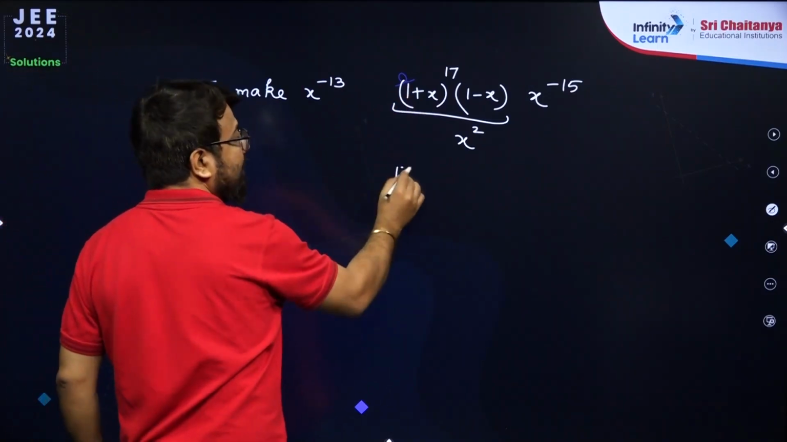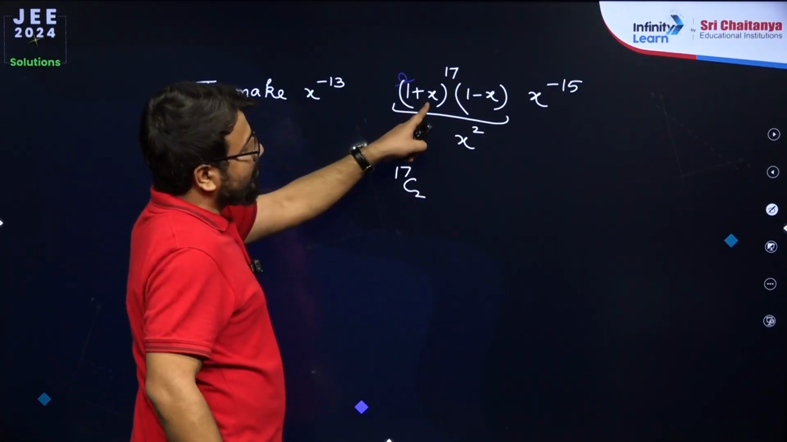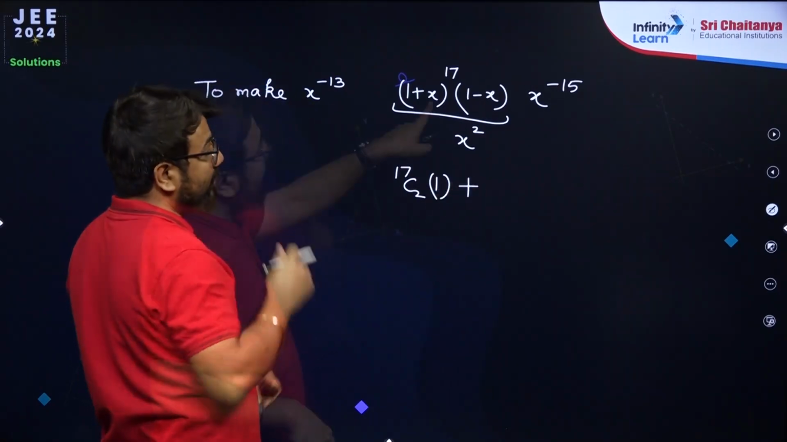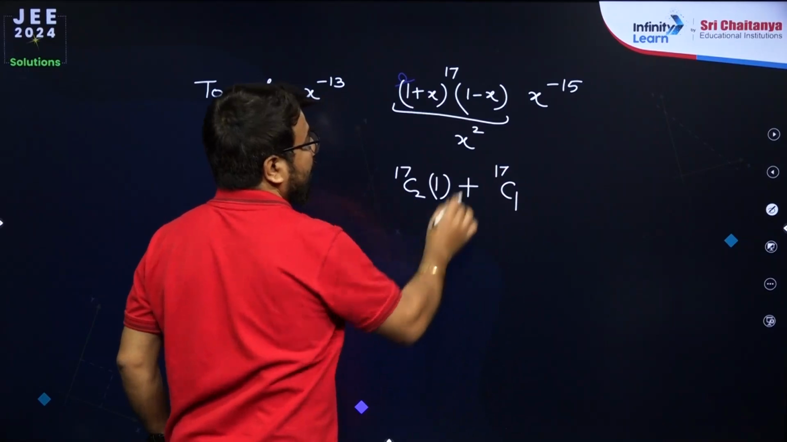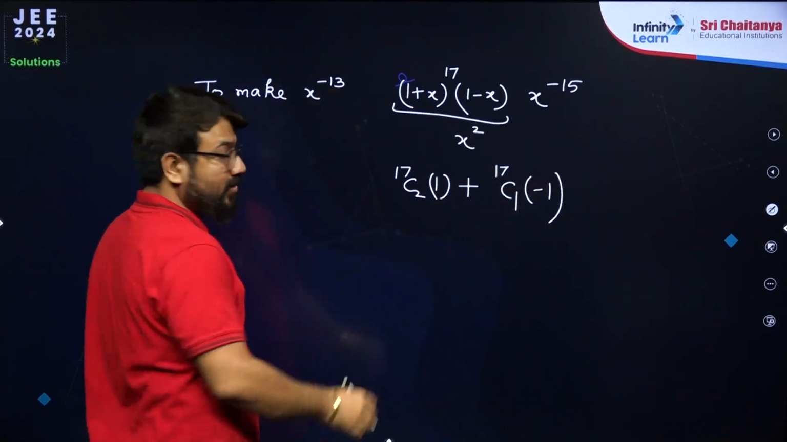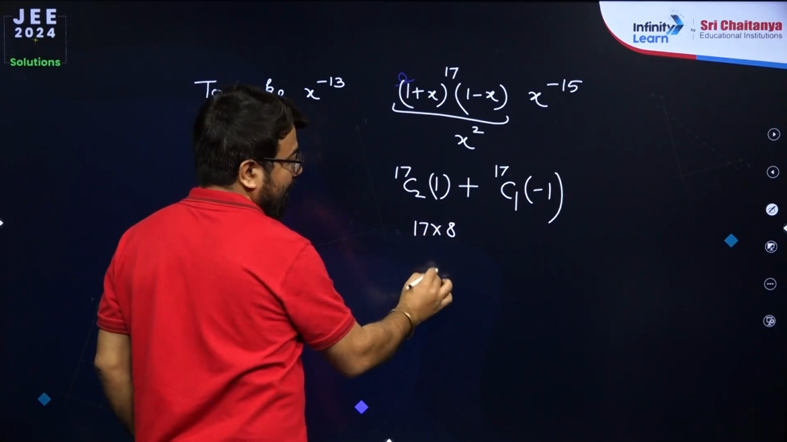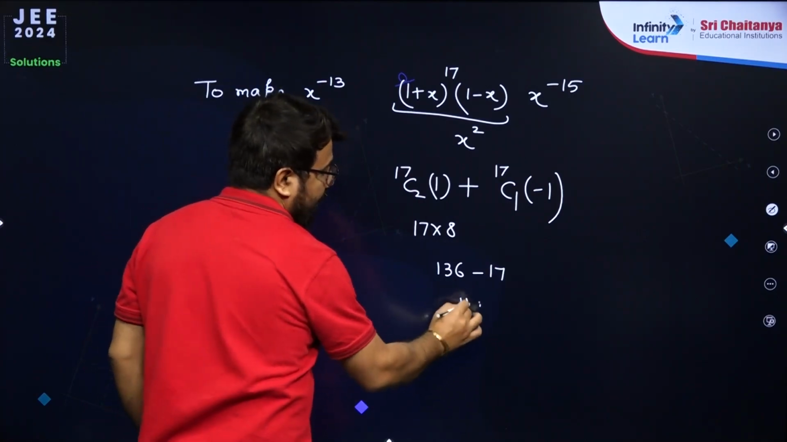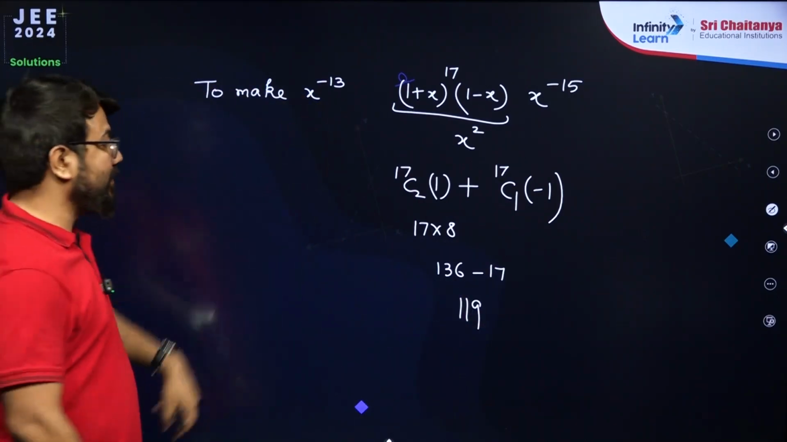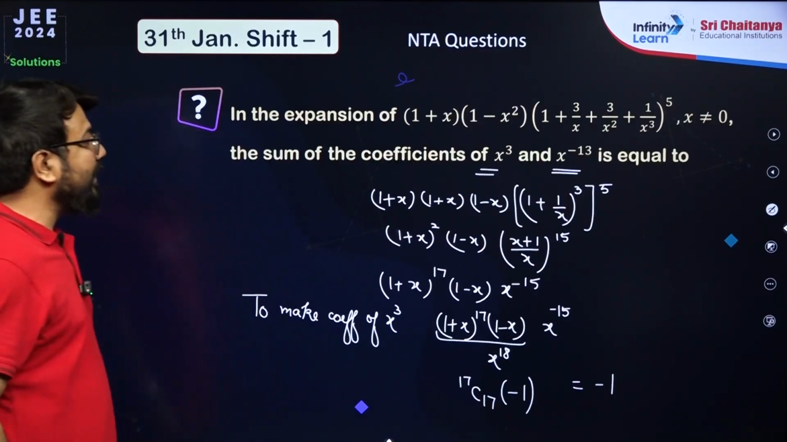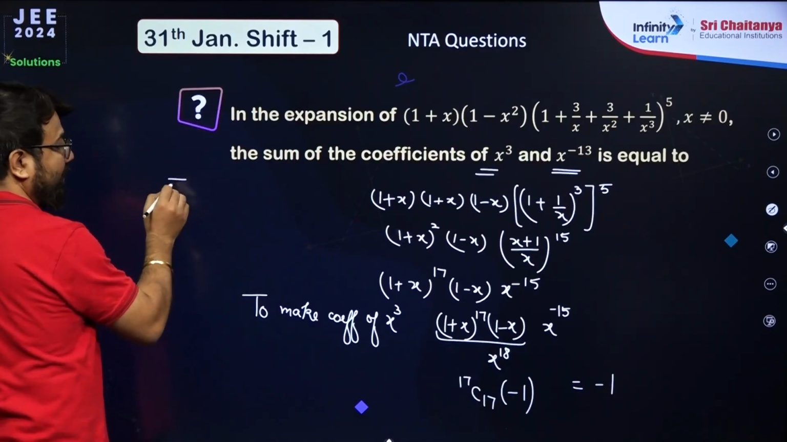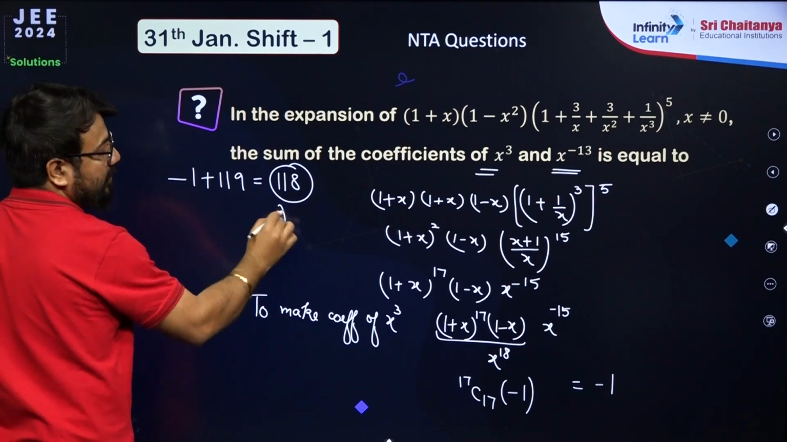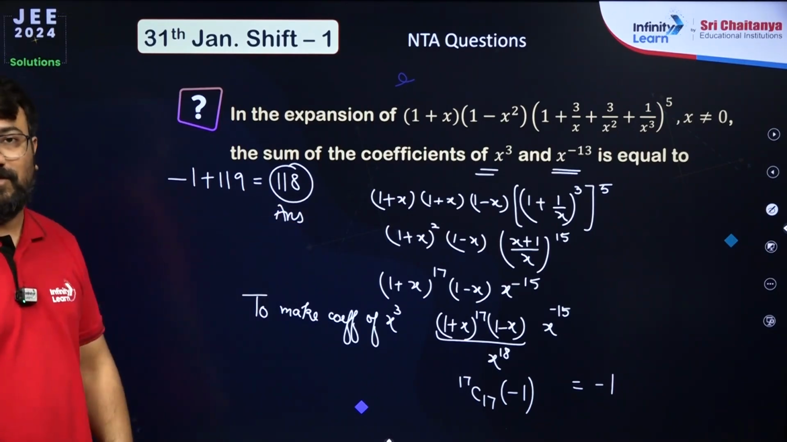First case is 17C2. Okay, x square will be coming here and 1 will be taken from the second bracket. Second case is x, 17C1, and then that is multiplied with minus 1. So 17 into 8 will come here, and that is 136. And here it is minus 17. So that will become 119. So the coefficient of x raised to the power minus 13 is 119. Now they have told us to get the sum of 119 and minus 1. So that becomes 118. 118 is the final answer. I hope you understood how we got the result 118.